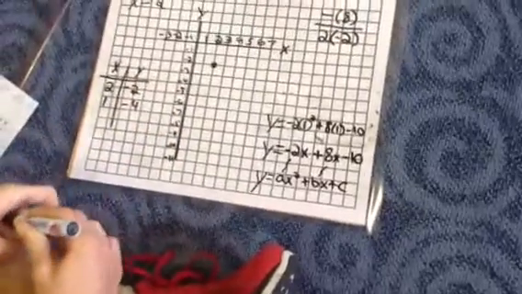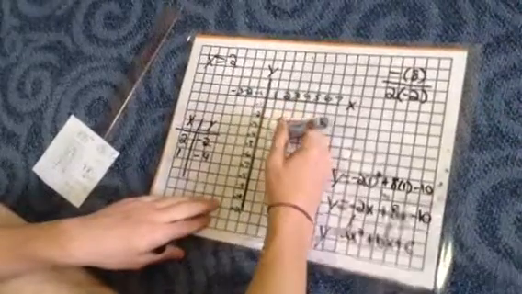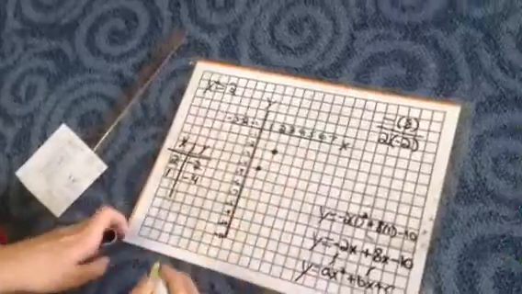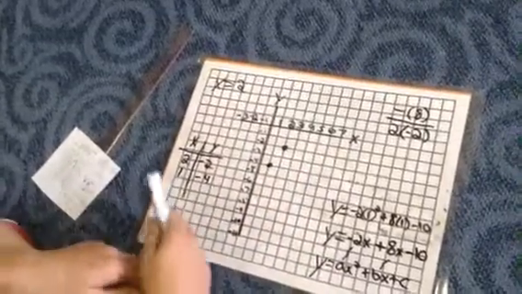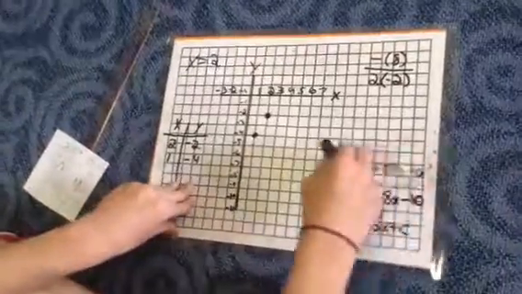Now we mark it down and graph that as well. We go 1 to the right and down 4 because it's negative 4. We got our second point. Now we just need one more point for this to serve as a final answer.